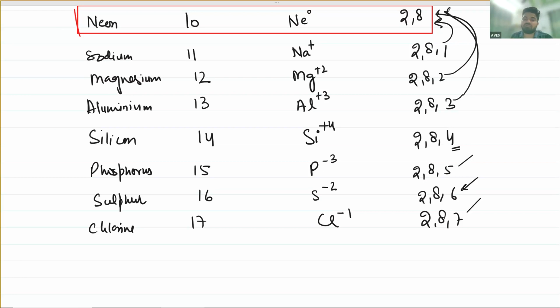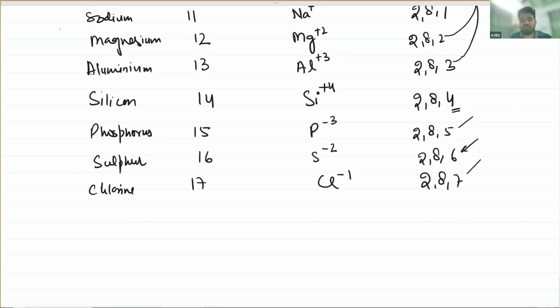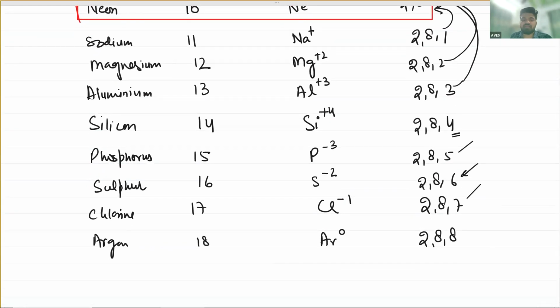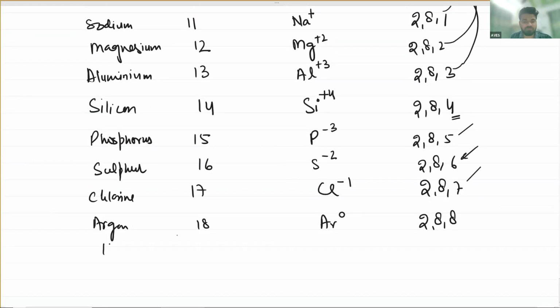Similarly, after chlorine, we have argon. Argon has 18, symbol Ar, and that would be 2,8,8, dear students. Argon has 0 oxidation state because it is completely filled, as neon, 2,8. Then after argon, we have potassium. Potassium is 19, formula K, electronic configuration 2,8,8,1.